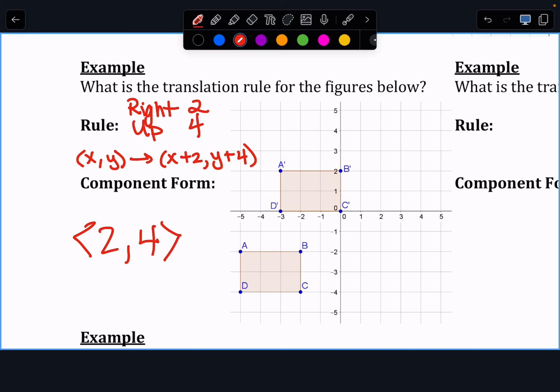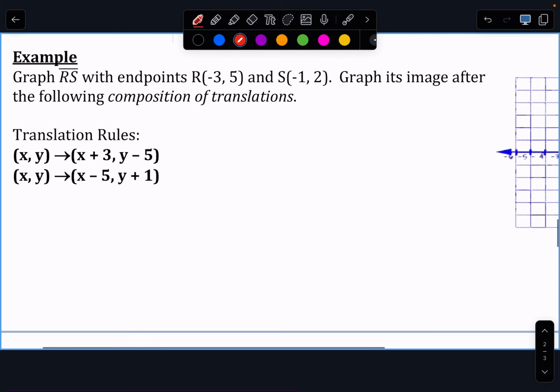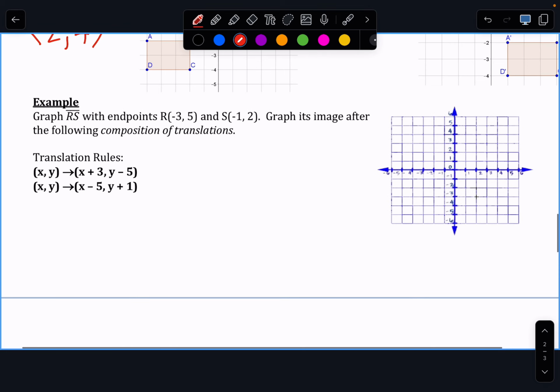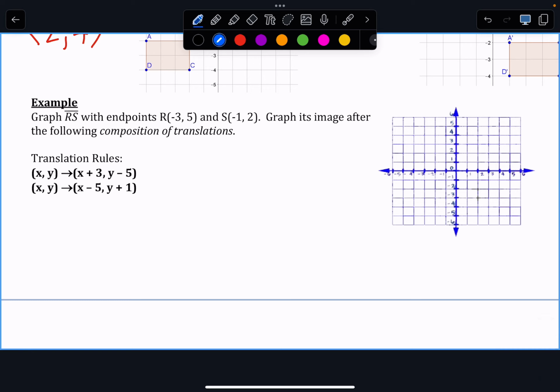Okay. Now, because we've been so chatty, we're going to have to skip the next one. But I want to talk about this right here. Can everybody plot with me, please? -3, 5, R, and -1, 2, S. Now, there are 2 translations.